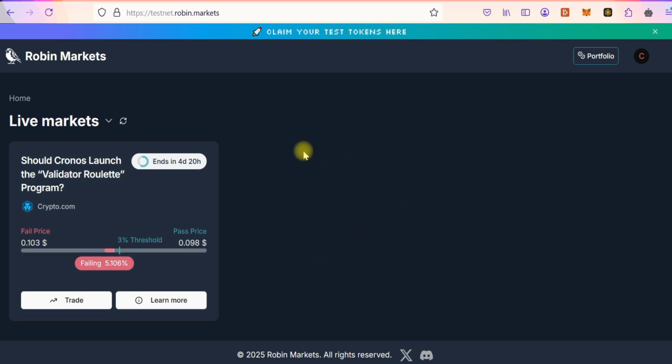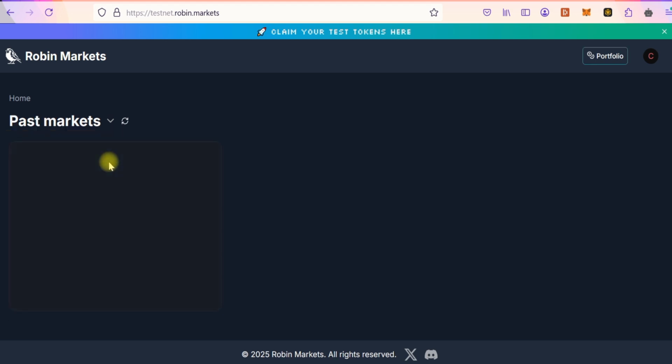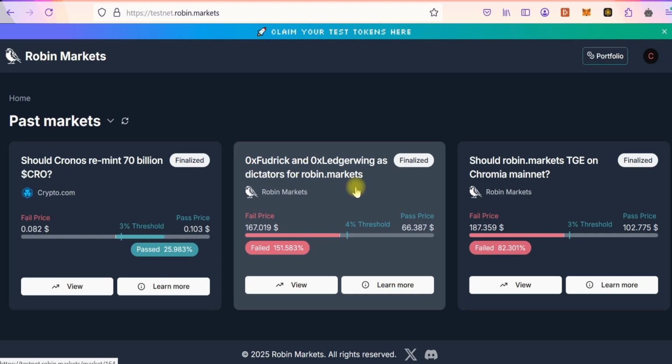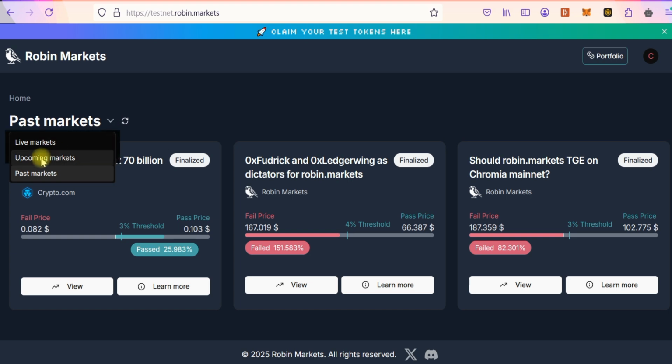Most of you might be wondering what a decision market is. This is where DAOs can bring up proposals for members to vote on. If you look, you can see some of the past markets where decisions have already been made. Like I said, this is just a testnet.